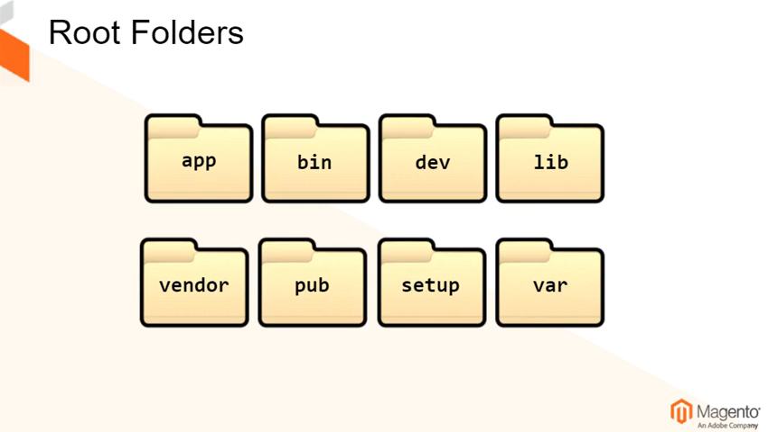Vendor, the composer folder which contains all the dependencies. It may also include Magento framework and core modules for composer-based installation. Pub, folder that should be public on the host. This folder has a static subfolder where all static files need to be placed in production.